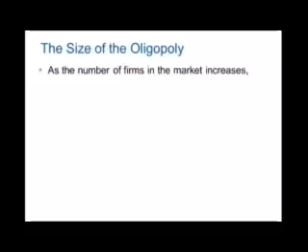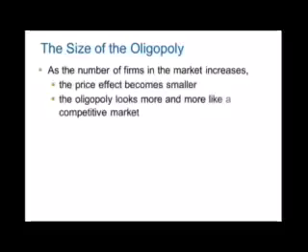Now let's look at the size of the oligopoly. As the number of firms in the market increases, the price effect becomes smaller, and the oligopoly looks more and more like a competitive market. If you have too many actors, it's really hard to collude amongst all of them. Just think about it: if you have a project to finish and there's just one person doing it, it's easy. If there are two people, it's still easy; you can divide up the work. But if you keep increasing the number of people working on a project, it gets harder and harder to enforce. Just like in an oligopoly, if there are many firms working together in a collusion, it's very hard to enforce all the rules.